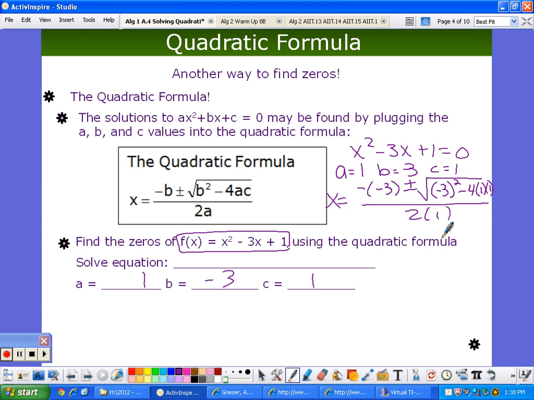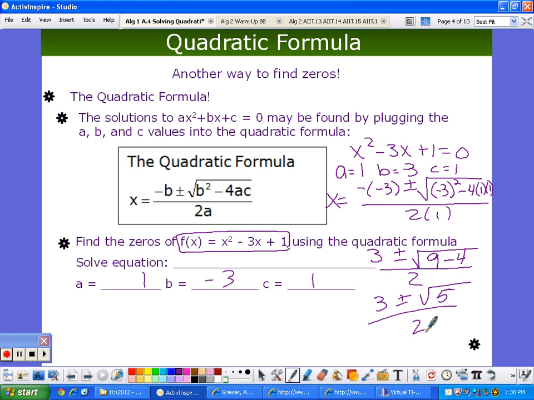Right? It's a lot of substituting. Do you have to be careful? Oh, yeah. Let's see if we can simplify a bit. What's a negative negative? 3 plus or minus the square root of negative 3 times negative 3, minus 4 times 1 times 1, all over 2. 3 plus or minus the square root of 5 over 2.